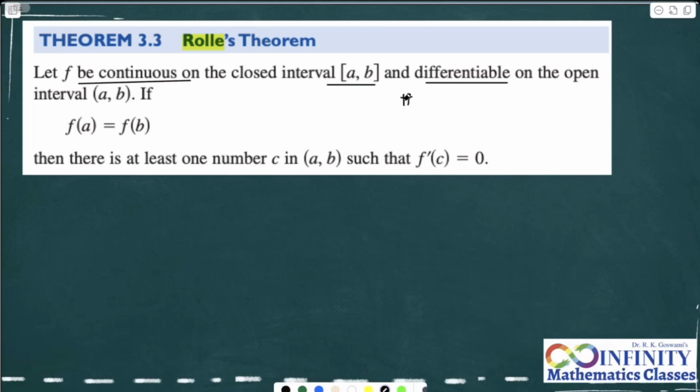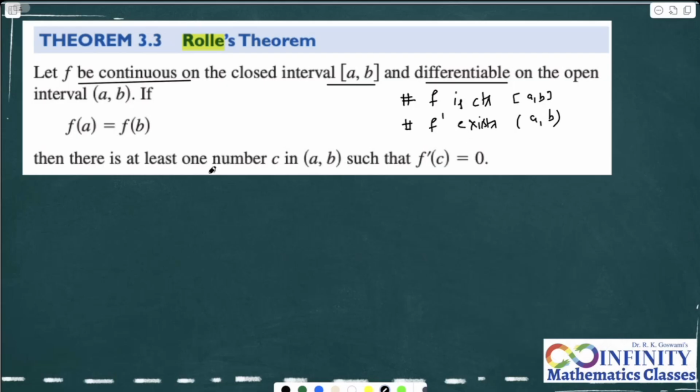Whenever I wish to define the continuity of the function, it should be most of the time on the closed interval, for most of the applications. And whenever I say that the derivative exists, it should be on the open interval, because for the derivative you need the left and the right hand derivative. So for that purpose, it should be on the open interval.